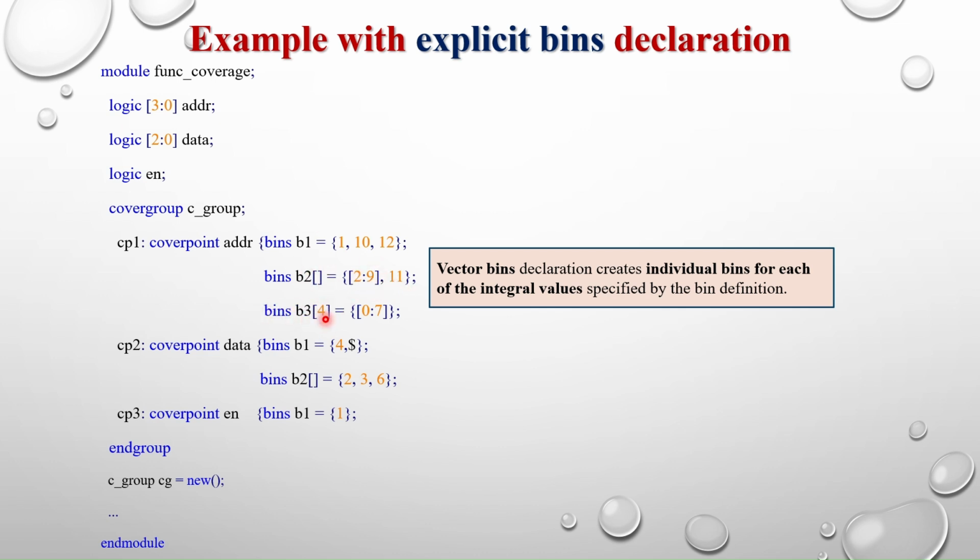And in the third definition, bins b3 of 4, here size is fixed or size is specified, right? So that many bins will be created. So b3 of 4 means 4 bins will be created, but I have only one element, 0 down to 7, right? So this 0 down to 7, how many elements are there? 8 elements. So 8 elements will be equally divided for each bin. Since I have 4 bins and 8 elements, two values will be allocated for each bin.